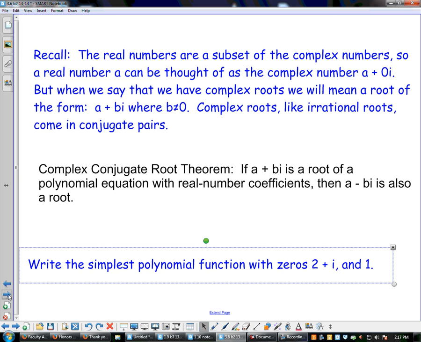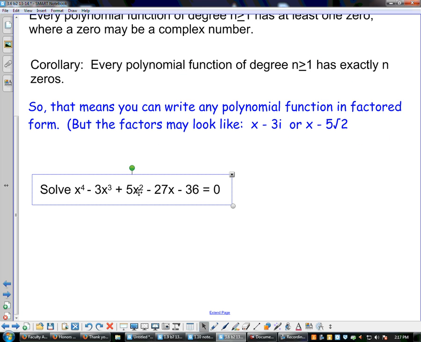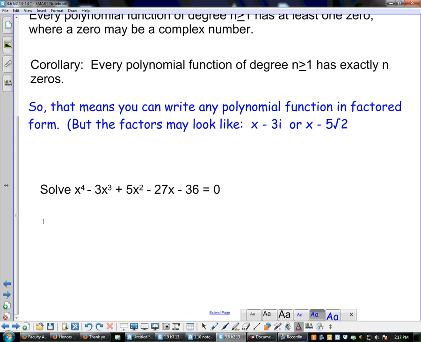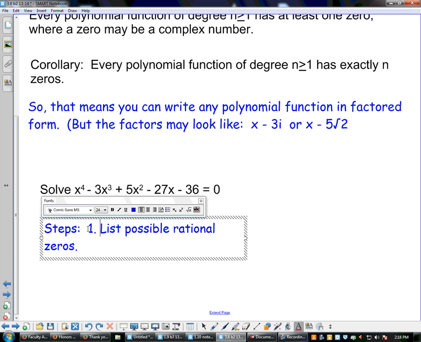So let's take a look at, I'm kind of going to skip over this example right here because I think you know how to do these problems. At least I hope so. We spent all day in class going over how to solve problems like this. You know that the steps would be, I'll just highlight the steps. The steps would be to list the possible rational zeros. You know that that means find all of the possible p over q's. All right, I would call that step number 1.